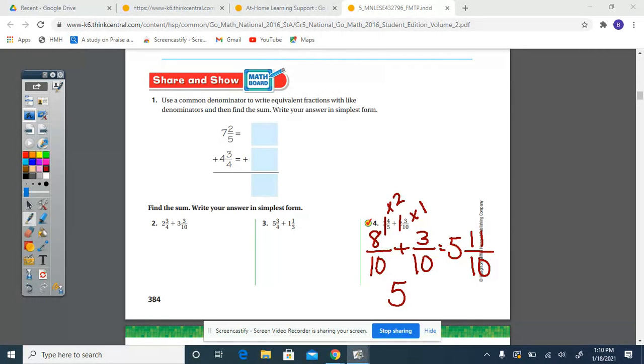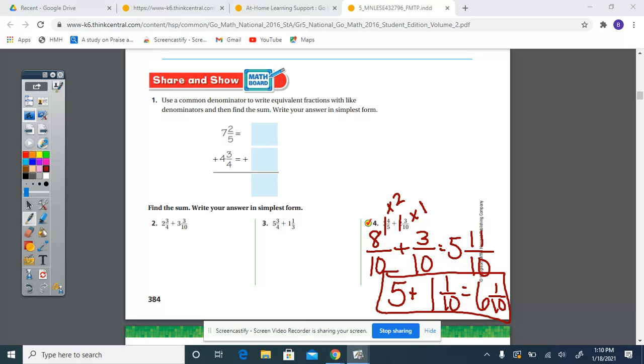So then you have 5 plus, let's change the 11 over 10 into a mixed number. So 10 goes into 11 one time with 1 left over. So that is 6 and 1/10.